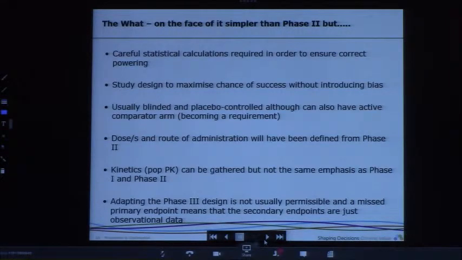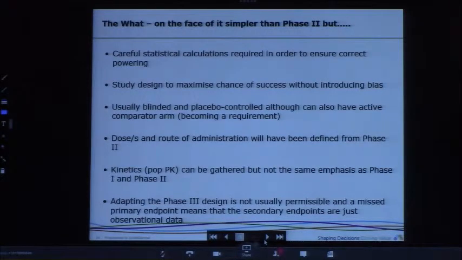The kinetics, you can still look at kinetics in the phase 3 study, and often companies do still look at kinetics in phase 3 studies, but very often they're what we call pop PK, or population PK, rather than individual PKs. So you'd be taking time points from potentially different individuals across the course of the study, rather than getting a profile from a single individual.